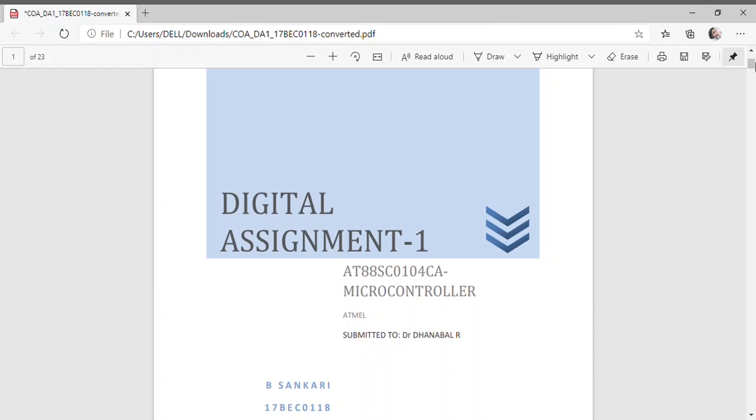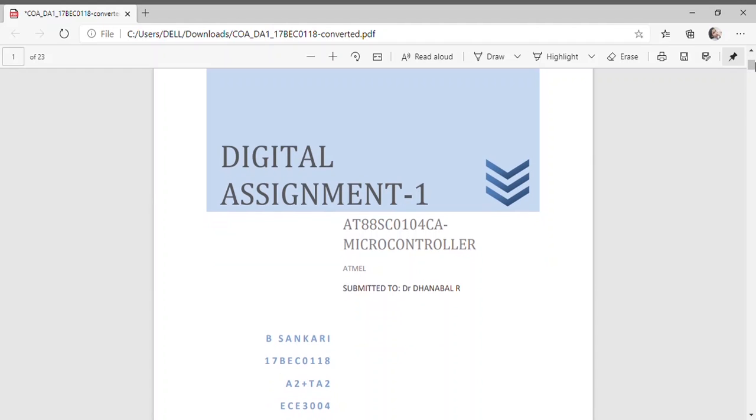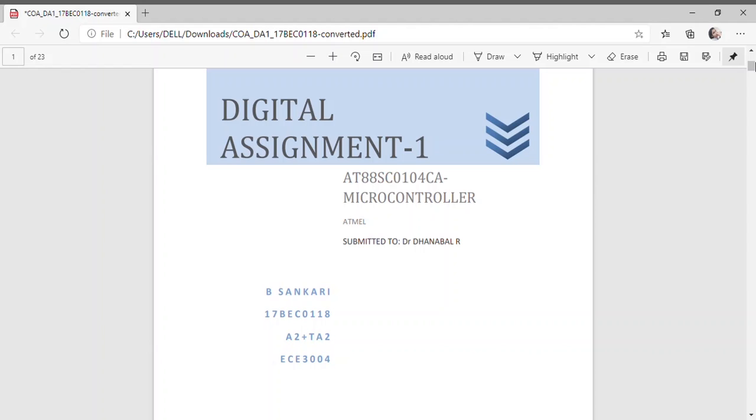I am Sankari. My registration number is 17BEC0118 and my class roll number is 04. I belong to the slot A2 plus Da2. This is my digital assignment 1 presentation.